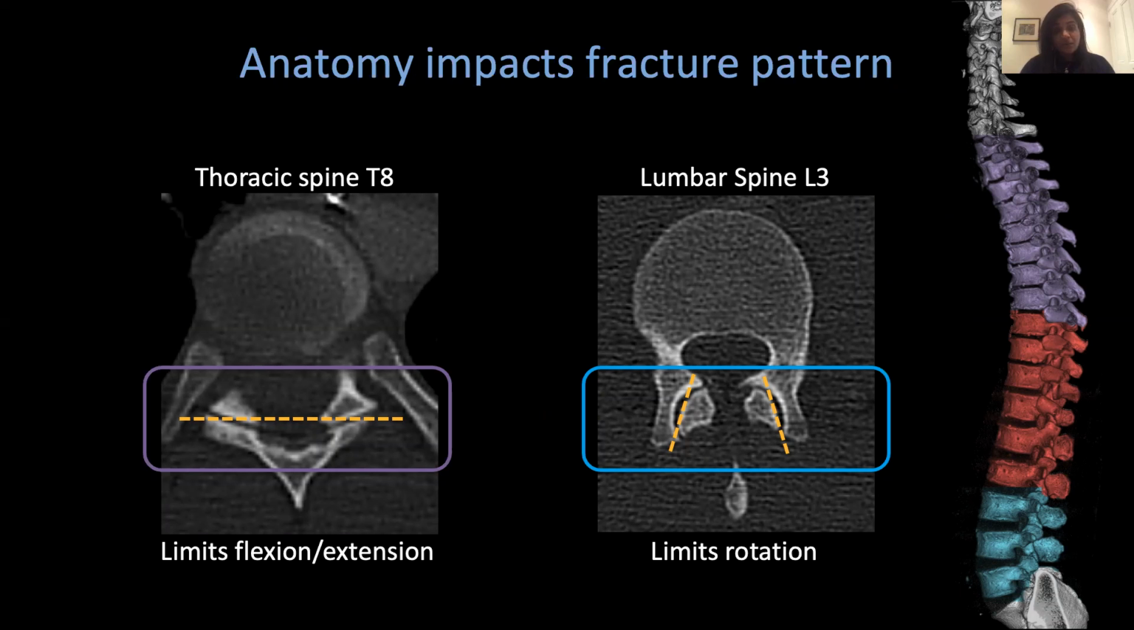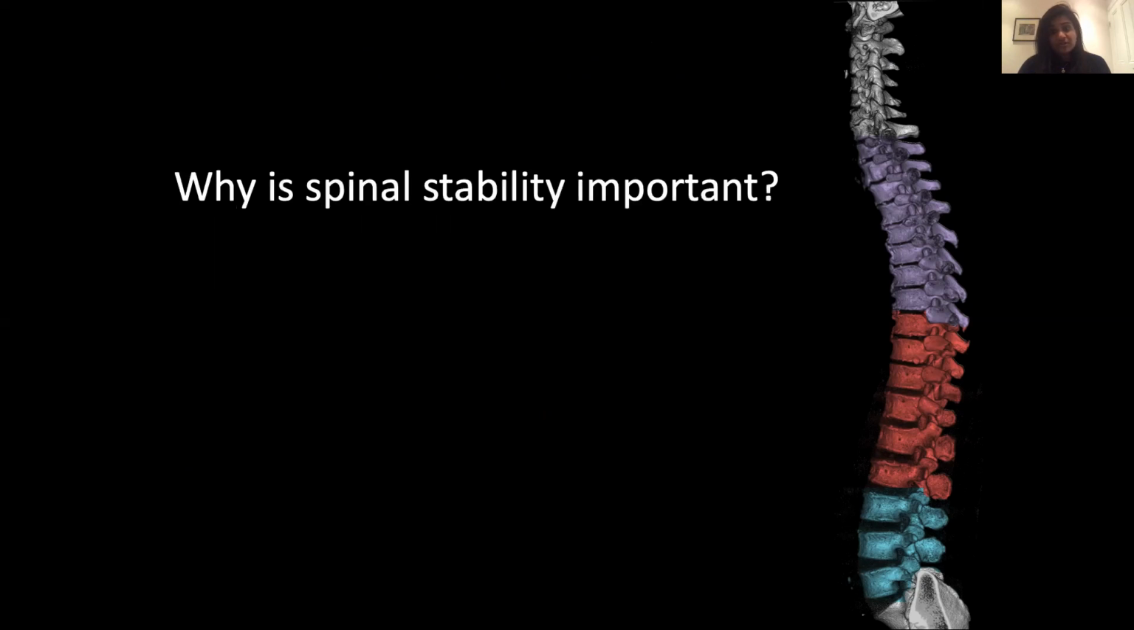So here's just a slide that shows you an image of how the facet joints are orientated in the thoracic spine, where they're coronally orientated. Therefore, you're limited in flexion and extension. So you require a high impact force to be able to disrupt that. And so therefore, it's usually a dislocation injury that predominates at that level when fractures occur. Whereas in the lumbar spine, you have sagittally orientated facet joints. It's more mobile in that rotational plane. So you're going to get more compression type fractures.